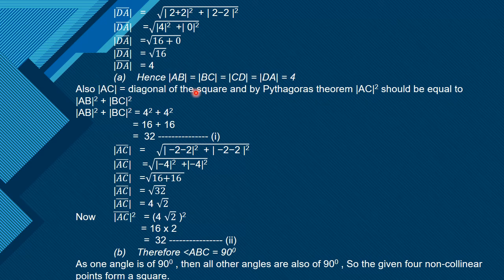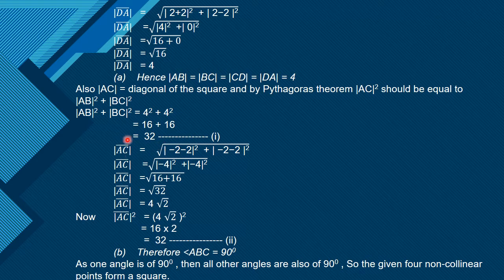Also, AC is the diagonal of the square, and by Pythagoras theorem, AC square should be equal to AB square plus BC square. As you know, Pythagoras theorem says that hypotenuse square should be equal to base square plus perpendicular square. So let us see. AB square is equal to 4 square and BC square would be 4 square. If we add them, we will have 32. Mark this as equation number 1.